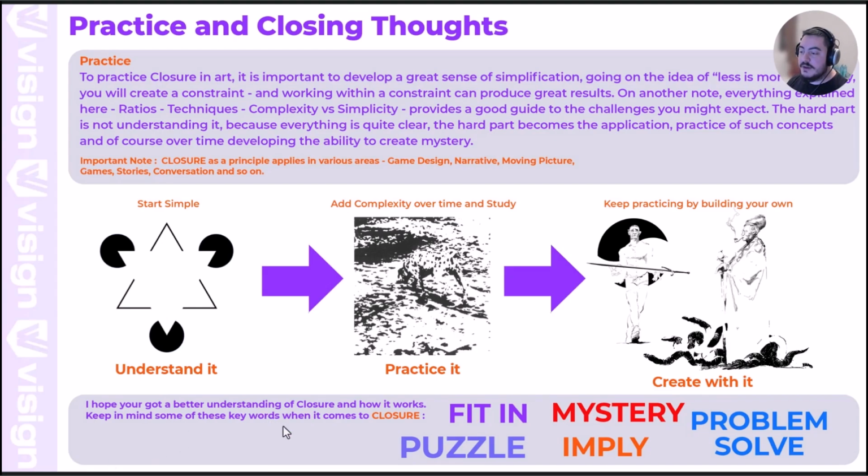In general, I hope you got a better understanding of closure and how it works. Keep in mind these key words when it comes to closure. These main words, you can take a note of them. If it's simple, you can add your definition of closure, add a couple of images from this PDF, and of course, you can put these words: it has to fit in, it has to create mystery, it has to become a puzzle, I have to solve a puzzle, I have to imply detail, I have to problem solve. Problem solving is what the user has to do. He has to solve the mystery. He has to understand the implied detail and so forth. This is a conversation on how those things actually work.